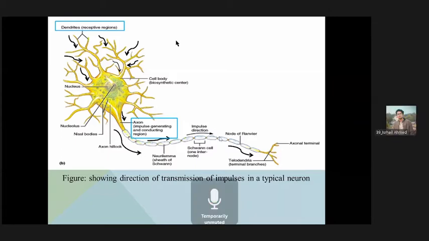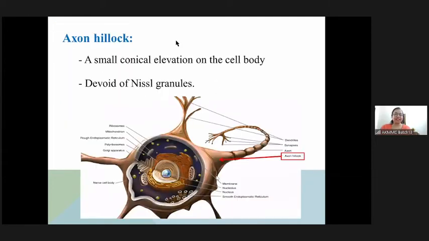And can you see an arrow here? Yes, ma'am. What is the meaning of this? It carries impulses away from the cell body. Transmitting away from the cell body. Very good. So if we are asked to write or state the difference between axon and dendrite, we can say this. Very good, Inshallah. Okay.